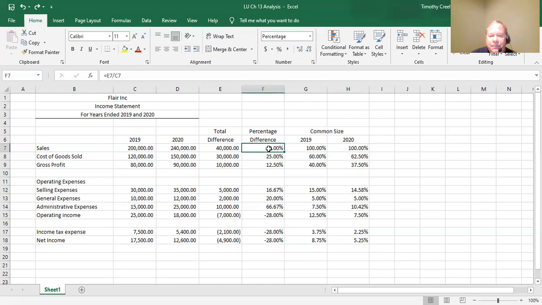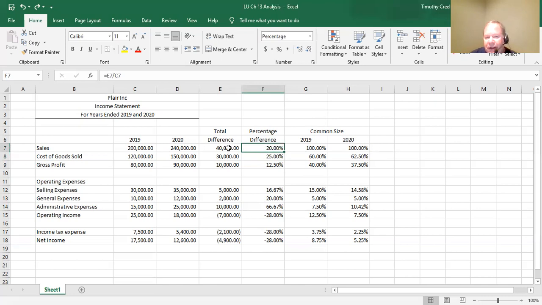But notice that you've got some expenses increasing greater than sales. If a cost is rising equal to sales, then you can understand it. But if a cost is rising greater than sales, that would be something that automatically you should look at. So, like in this case, cost of goods sold went up 25%, sales only went up 20.